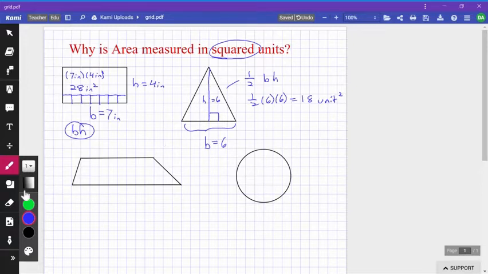Now for a trapezoid, remember I have two bases. So I got base 1, I got base 2, and the equation is 1/2 the height times base 1 plus base 2. But I got to remember the relationship of the height, that it is perpendicular to both the bases.